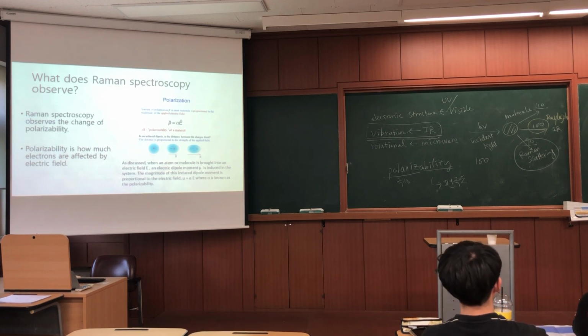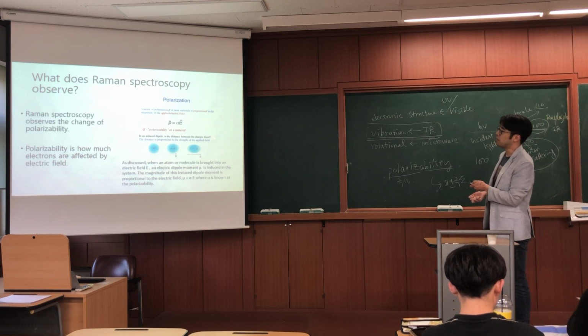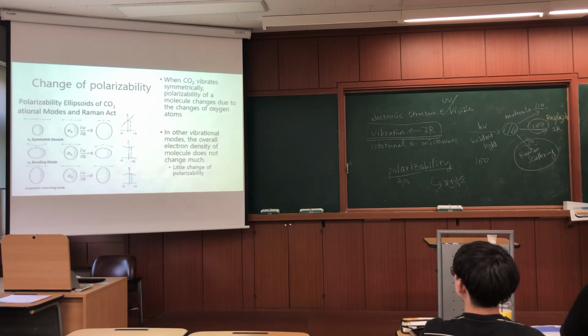So polarizability means that when we give a certain electric field, how much dipole is induced by this electric field. So it means that if we give some electric field, how much the shape of the electron cloud is distorted. If this is very, how should I say, sensitive, then it will have very large polarizability. But if the electron cloud doesn't move that much, then it has low polarizability. So for Raman scattering, people discovered that Raman spectroscopy observes this kind of change of polarizability.